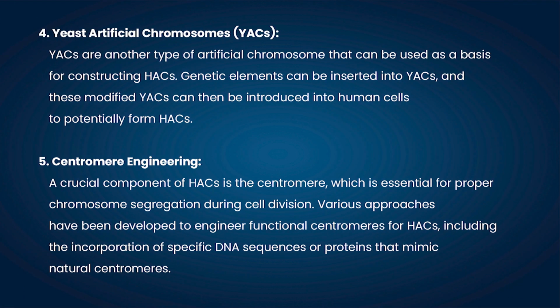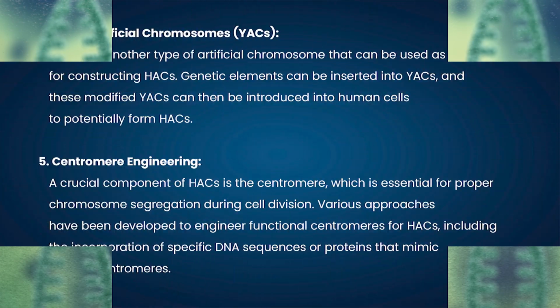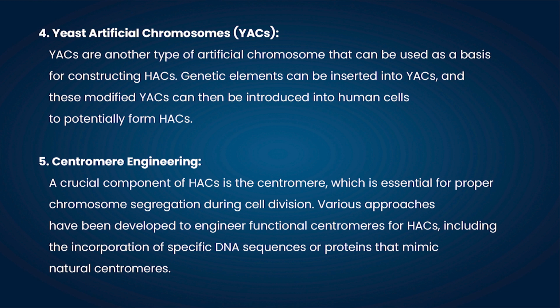The next method is using yeast artificial chromosome. In this method, yeast artificial chromosomes, which are another type of artificial chromosome, are used as a basis for the construction of human artificial chromosomes. Genetic elements can be inserted into yeast artificial chromosomes, and these modified yeast artificial chromosomes can then be introduced into human cells to potentially form HACs.